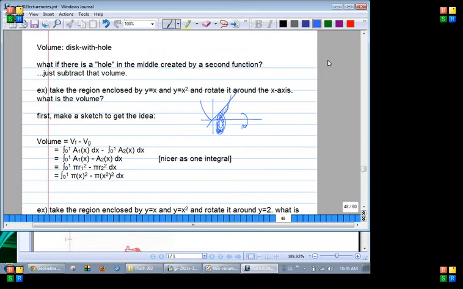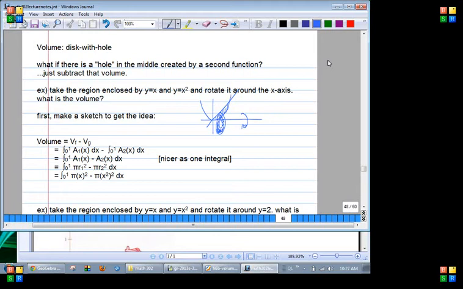Now, disk with hole. This happens when you have two functions, and then you revolve around yet another line that's separately defined. So here is one example that we looked at. Suppose you have the region enclosed by y equals x and y equals x squared, and you rotate it around the x-axis. What do you get?